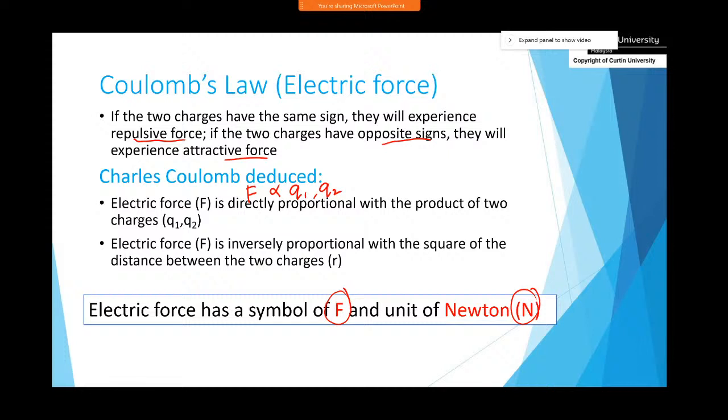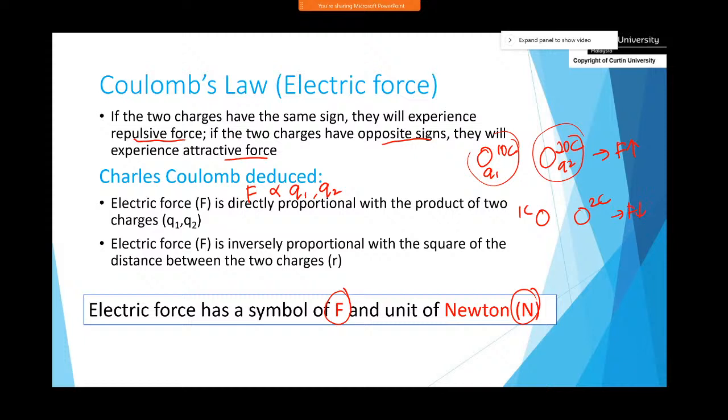So let's say charge 1 has 10 coulomb and charge 2 has 20 coulomb. How strong is the attraction or the repulsion depending on the charges, compared to another pair, 1 coulomb and 2 coulomb? This one will definitely have a higher electric force as compared to that one.